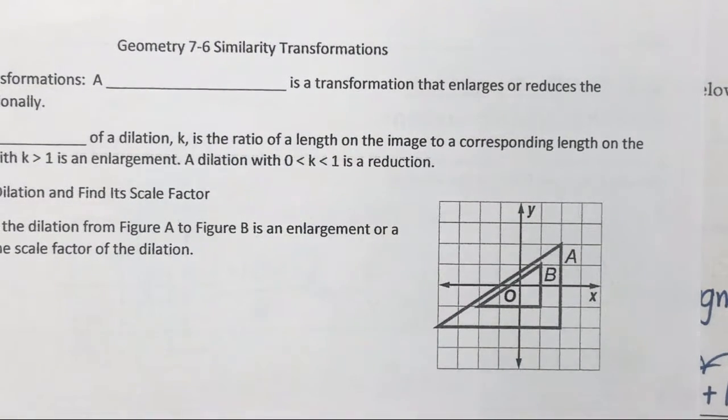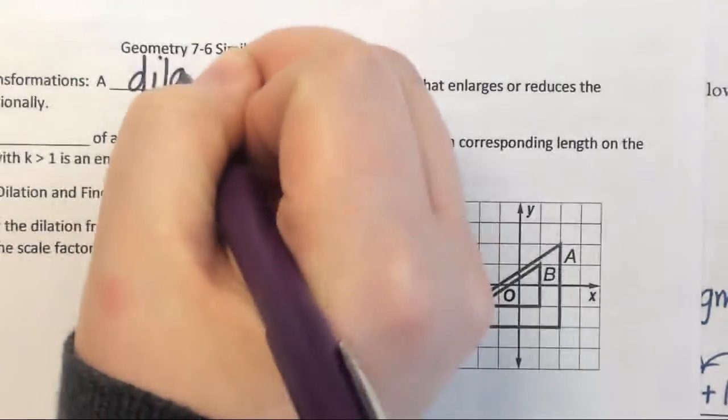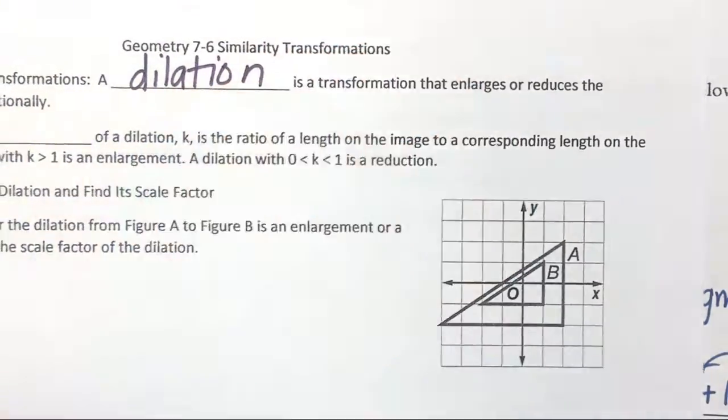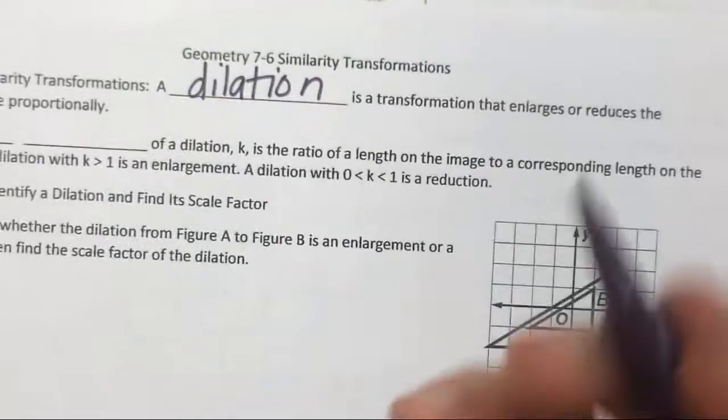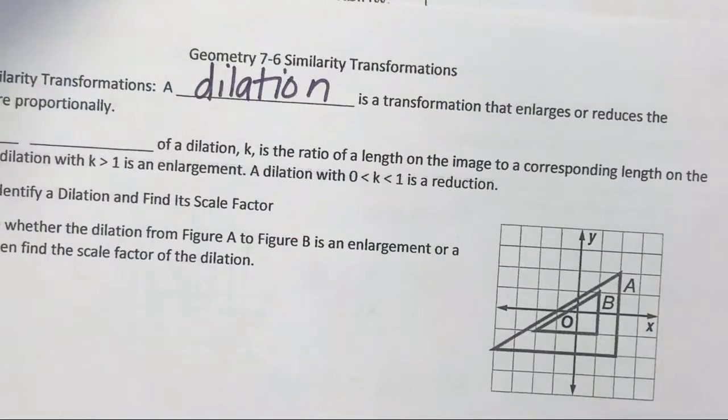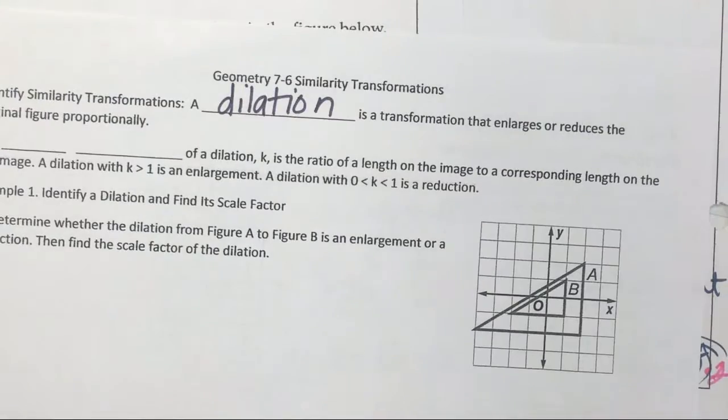Okay, so today we're going to talk about a different kind of transformation. We're going to talk about a dilation. What part of your body do you have dilated? Your eyes. Okay, I don't know why I put that big of a space between my O and N, but I did. A dilation.